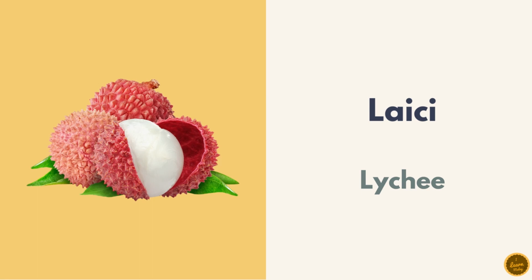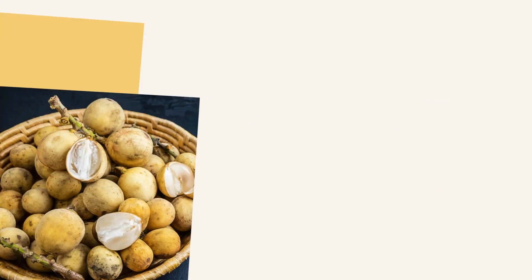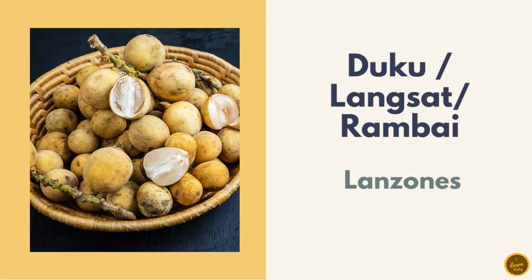Lychee. Longan or mata kucing, longan. They differ but from the same family. Duku, langsat, rambai, lansones. They are also from one family but have differences between them. Try them in Malaysia if you happen to be here during the season.